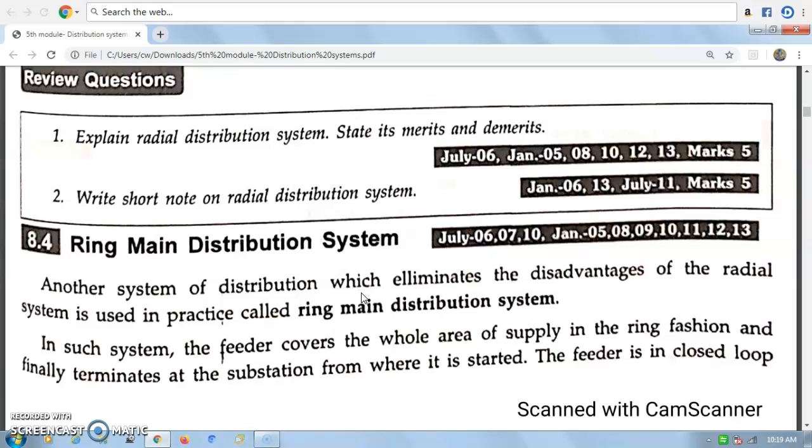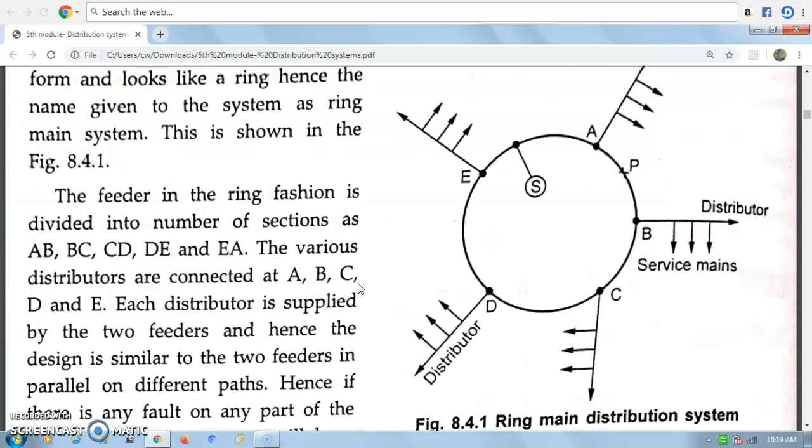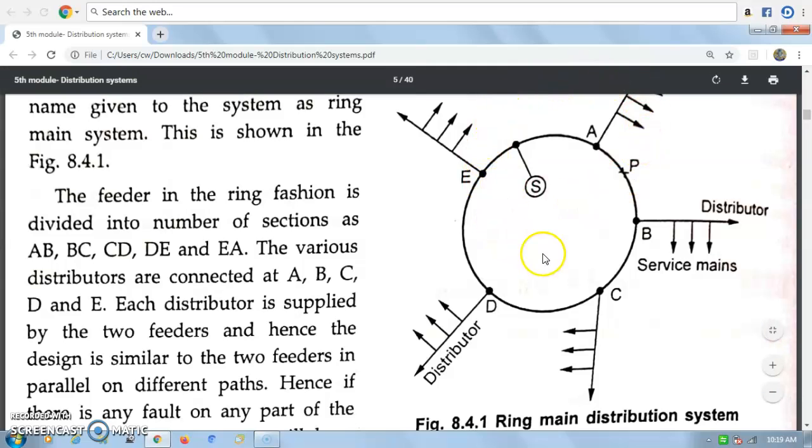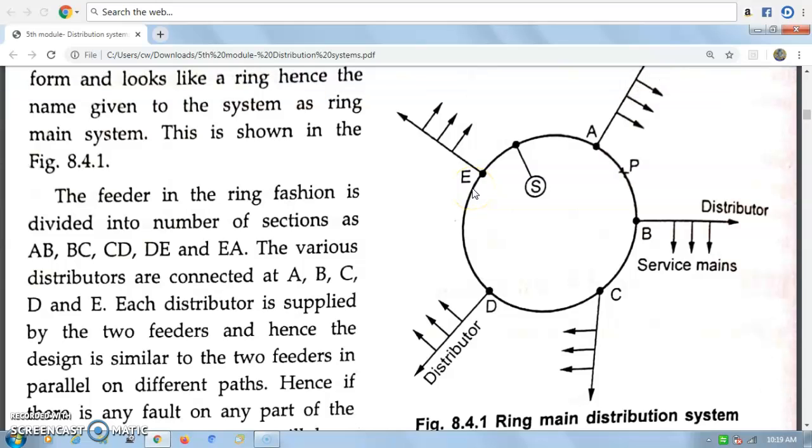Next is the ring main distribution system. This is also one of the important topics here, a repeated question. It is another type of distribution system which eliminates the disadvantages of the radial system. We call this a ring main distribution system. In this, the feeder covers the whole area. See, this is the feeder. It covers the whole area of the supply in ring fashion. It starts from here, surrounds the whole area of the supply in ring fashion, and terminates at the same point.